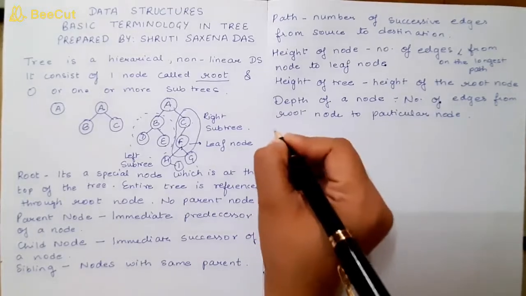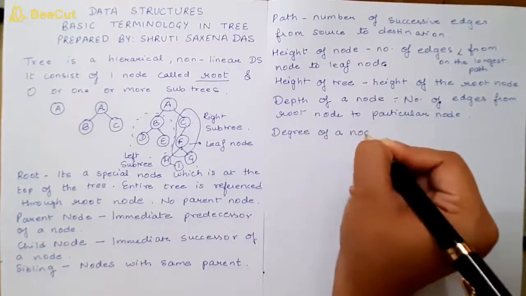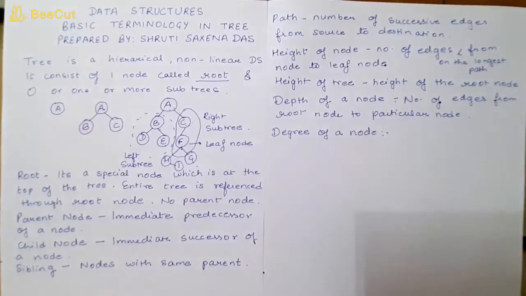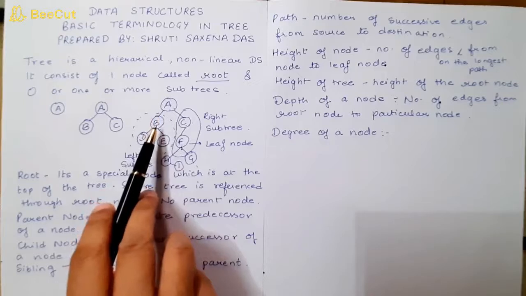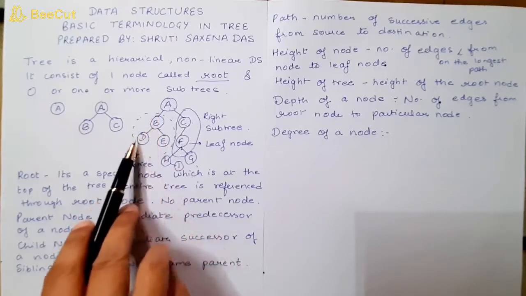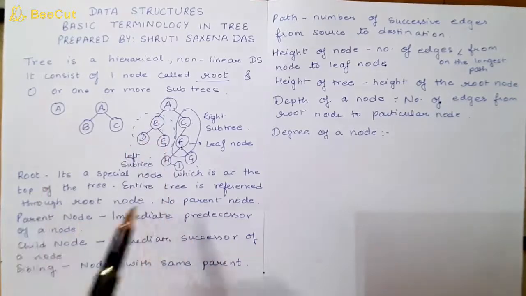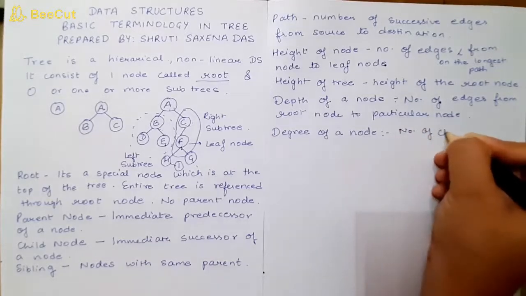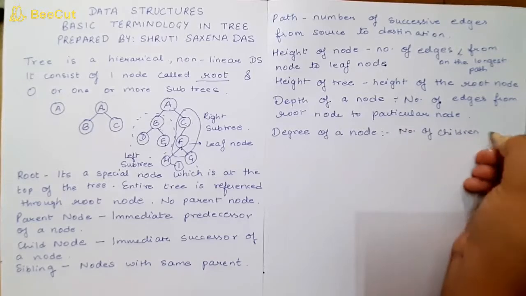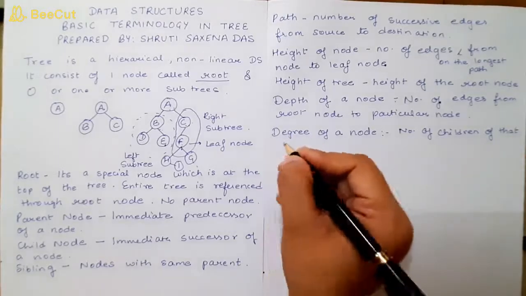Then the next one is the degree of a node. What do you mean by the degree of a node? Degree means how many children there are for that particular node. Like suppose you want to see the degree of B, then B is having 2 children. So the degree of B will be 2 in this case. It is the number of children of that node. For leaf nodes, the degree is 0.